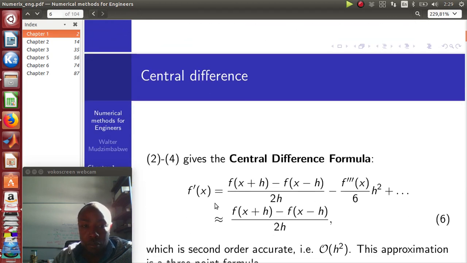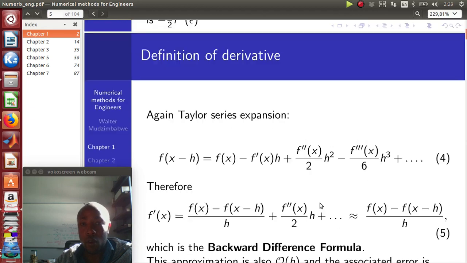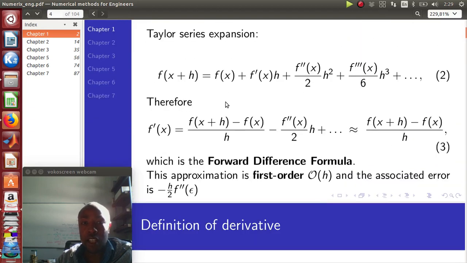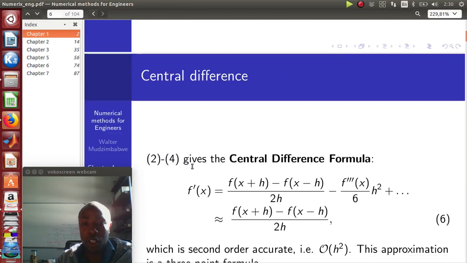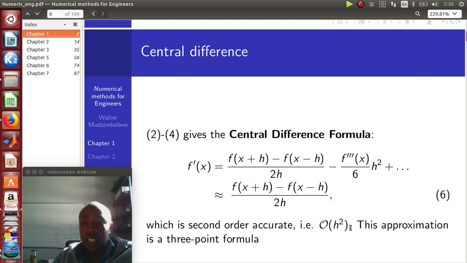Now you can do other things. Now if you add the two formulas, 2 and 4, the Taylor series expansion 2 to 4, which is now with minus h here, you add them and rearrange. You can also find the first derivative. Okay, you can write it like this. Again, if you discard this term, you're only going to be left with this, and so it's an approximation.